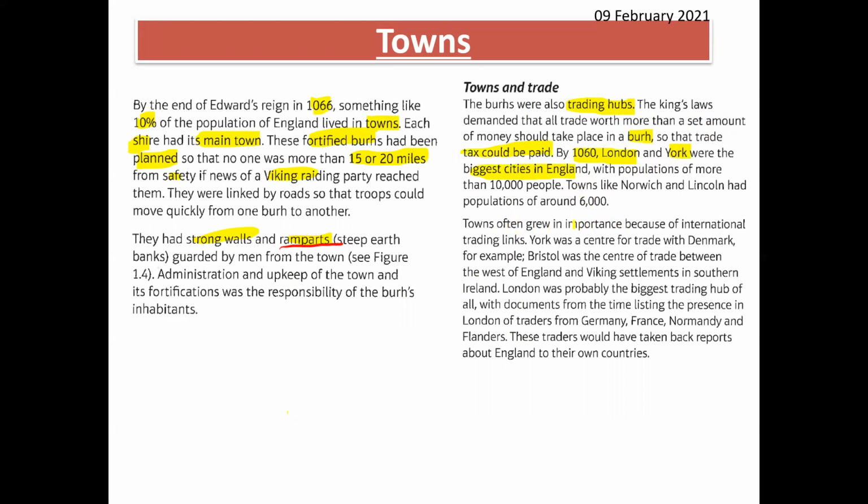Towns often grew in importance because of international trading links. So, for instance, York, that traditionally old Viking town, was the centre of trade with the Viking people. Bristol was the centre of trade between the west of England and Viking settlements. London was probably the biggest, with documents existing from the time linking London to traders with Germany, France, Normandy, and Flanders.